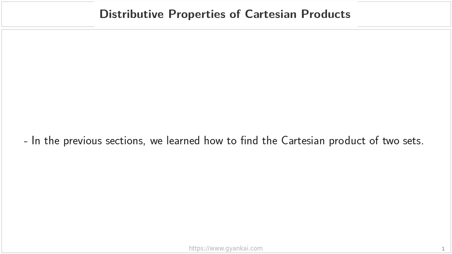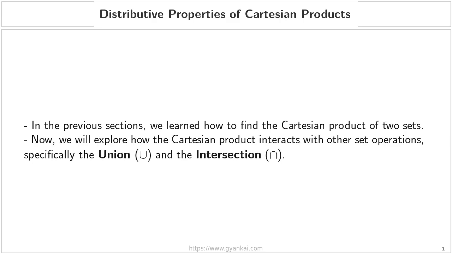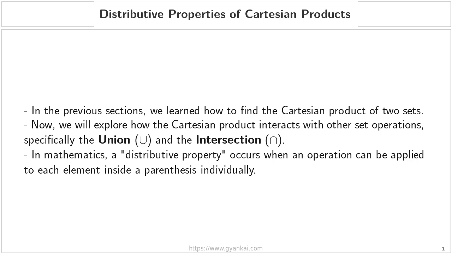Welcome, everyone. Before we dive into today's new topic, let's take a quick moment to reflect on what we have already covered. In our previous lessons, we mastered the fundamentals of finding the Cartesian product of two sets, essentially, how to pair elements from one set with elements from another. Today, we are going to take that knowledge a step further. We are going to explore how the Cartesian product interacts with other fundamental set operations, specifically the union and the intersection. Now, you might be wondering what interacts means in this context.